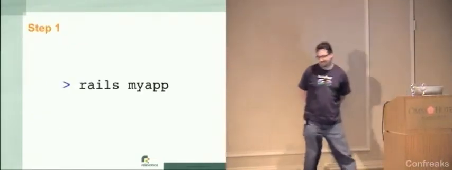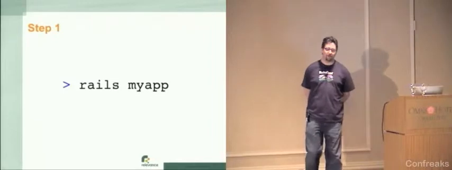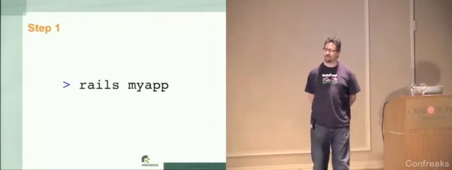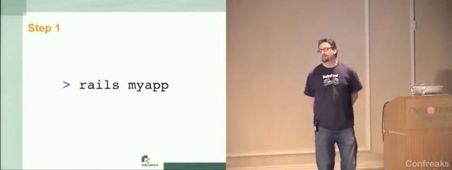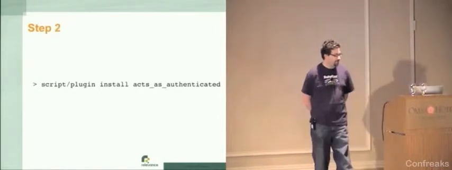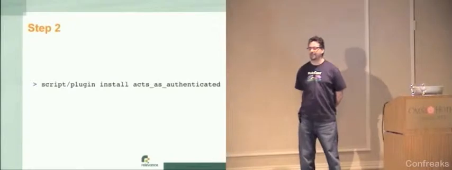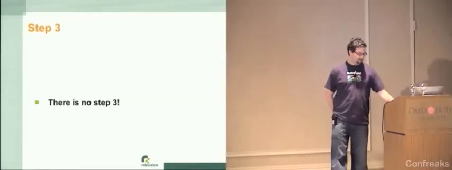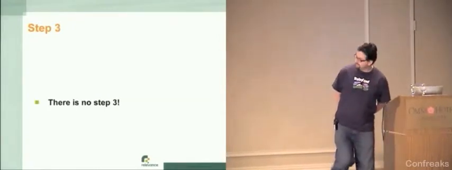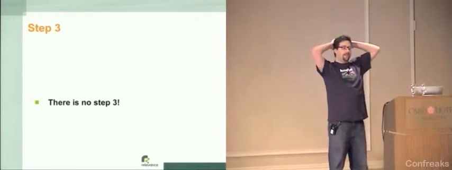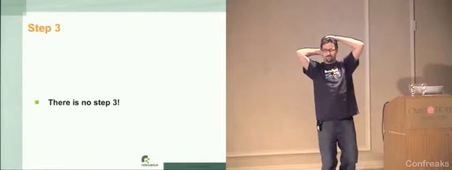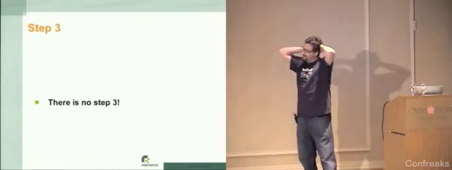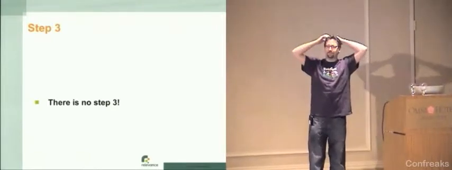Step one for security. Step one, Rails my app. I've written a Rails app, or a Ruby app, or a camping app, or something. Right? Step two for security. Script plugin, install, acts as authenticated. Right? For 90% of all the Rails apps that I've come across in my brief tenure, 2.5, 3 years professional Rails and Ruby development right now, that's it. There is no step three.